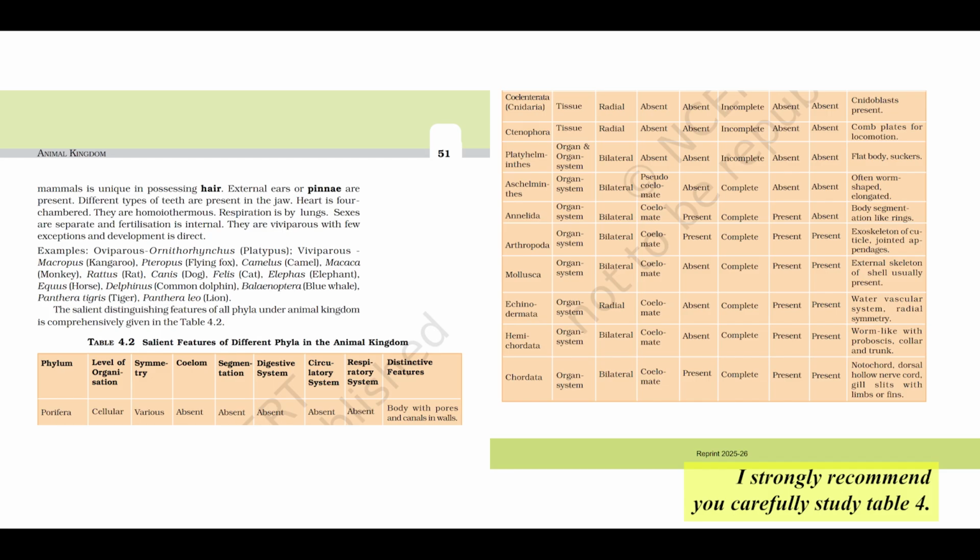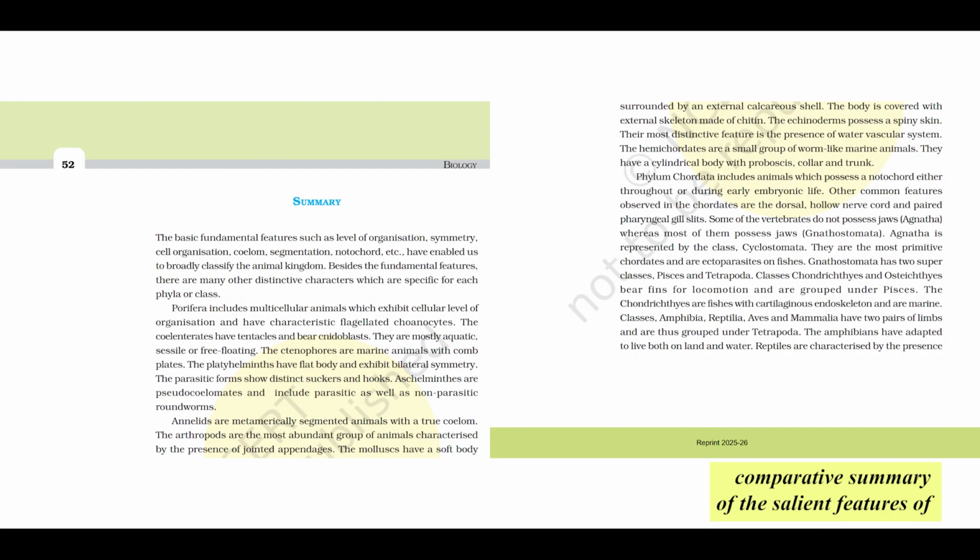I strongly recommend you carefully study Table 4.2 in your NCERT textbook. It provides a fantastic comparative summary of the salient features of all these phyla and classes at a glance. It's an excellent tool for last-minute revision. We've truly gone on a deep dive today, really unearthing the fascinating world of the animal kingdom and its intricate classification. This systematic understanding, as we've emphasized throughout, is your absolute key to excelling in biology, not just conceptually, but also in securing those vital marks in your board exams and competitive exams like NEET.